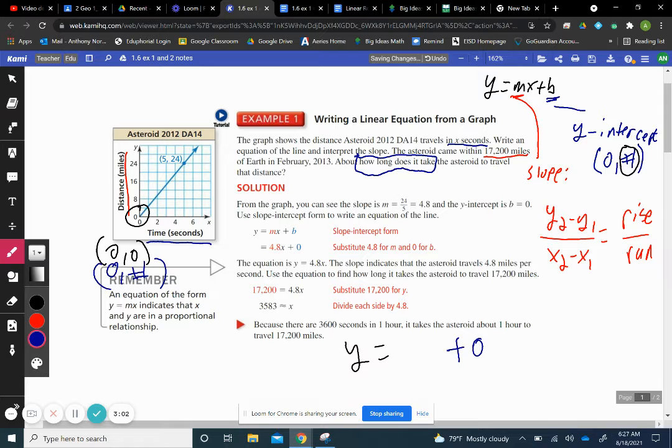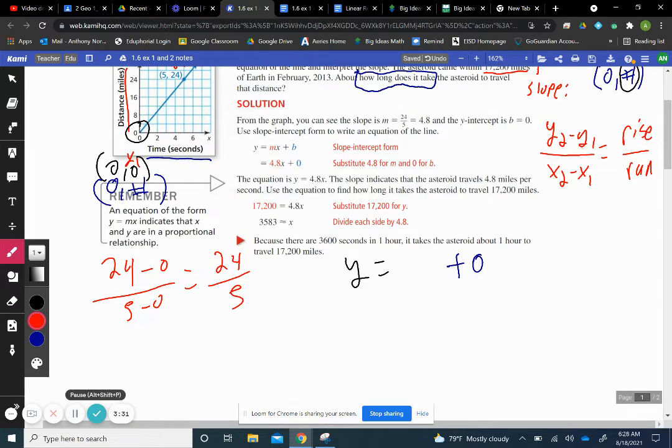The next thing we're looking for is the slope. So I'm going to use this formula to find the slope. It doesn't matter which one is y2 and which one's x2. So I'm going to label this one y2 and this one y1. So we're going to do 24 minus 0 over 5 minus 0. So our slope is 24 over 5. The book is using a decimal. I prefer fractions, but whatever floats the boat.